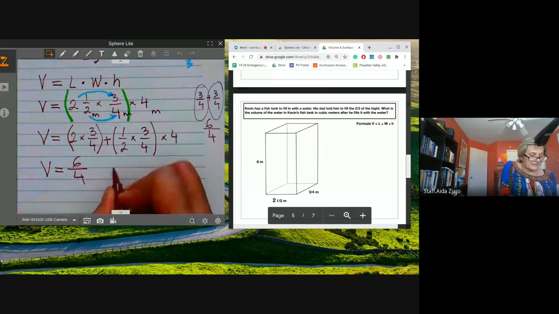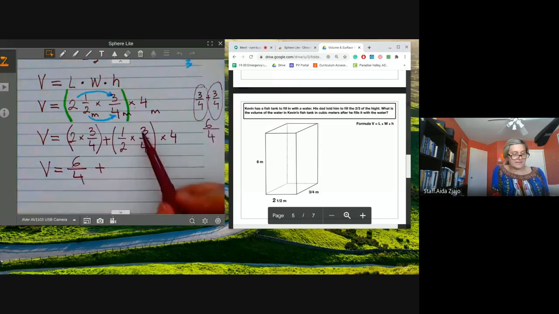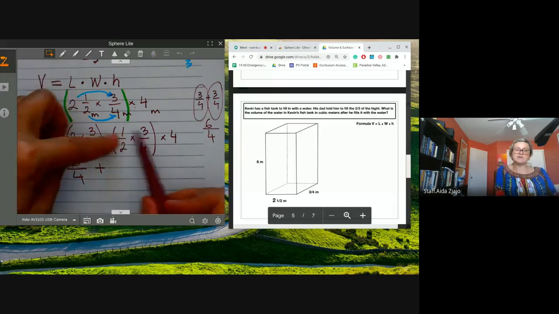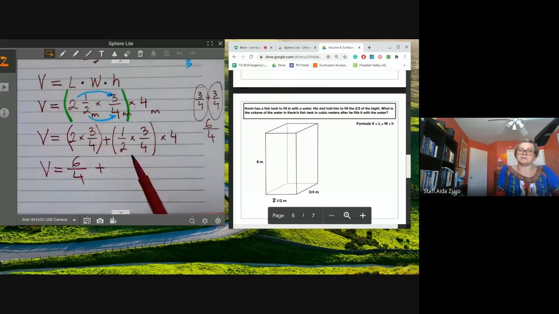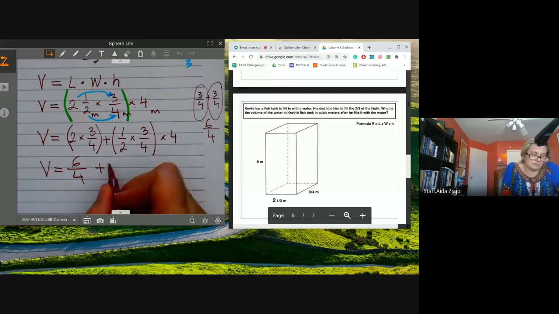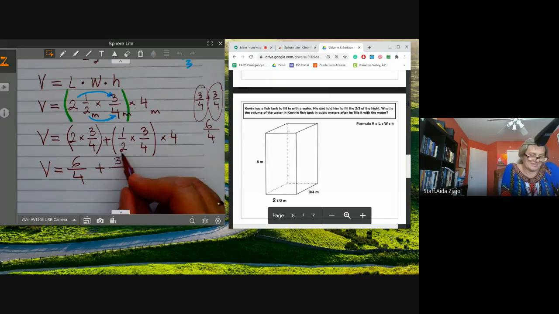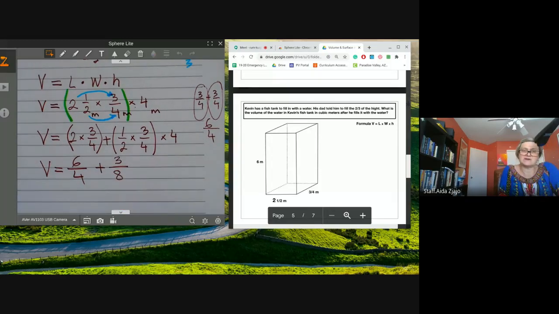That's right. And then what would be 1/2 times 3/4, Alex? Think about numerator times numerator, denominator times denominator. It would be 3/8. Bravo. Excellent. That's right.